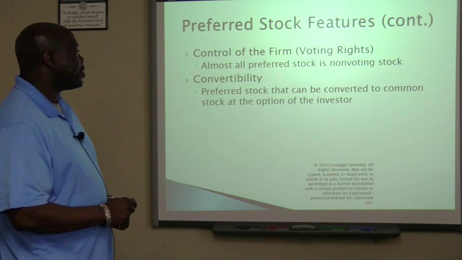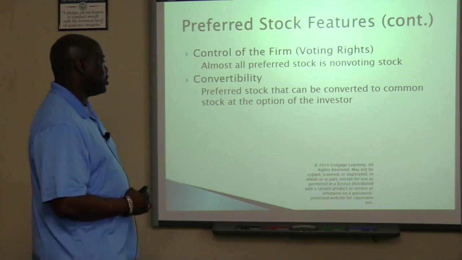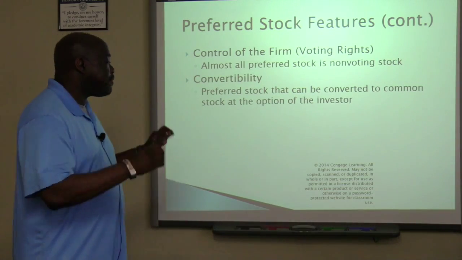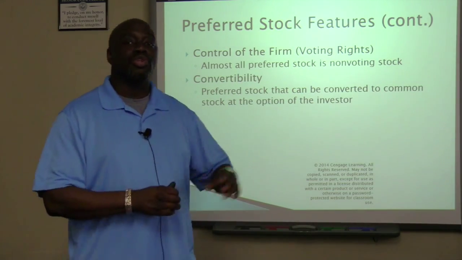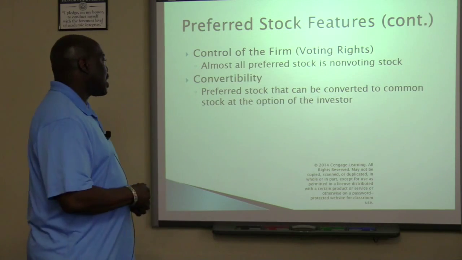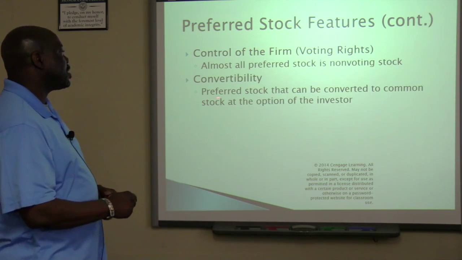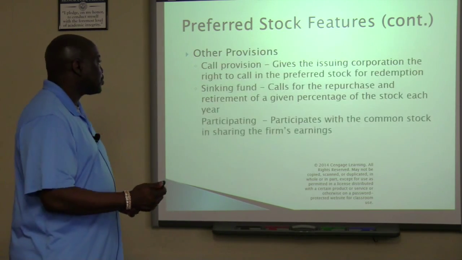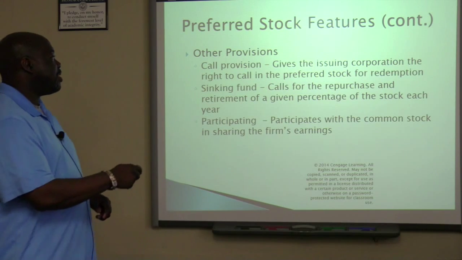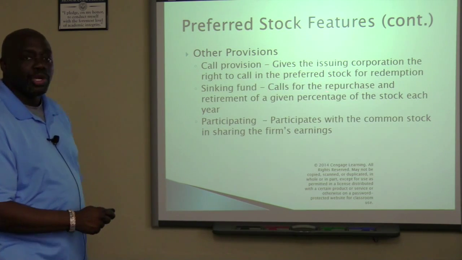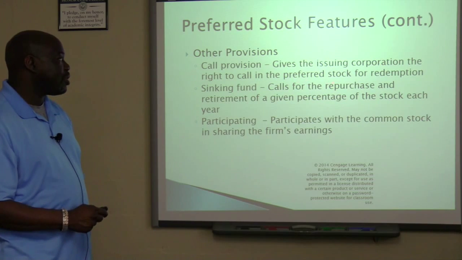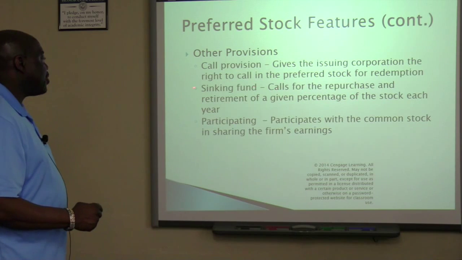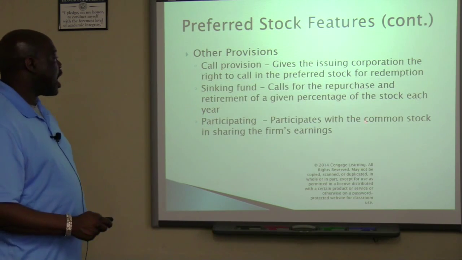Almost all preferred stock is non-voting stock, okay? So you're going to pay more for preferred stock, but you don't get to vote, versus the common stock. They have convertibility: preferred stock that can be converted to common stock at the option of the investor. Other provisions: they have a call provision, giving the issuing corporation the right to call in the preferred stock for redemption. Sinking funds call for the repurchase and retirement of a given percentage of stock each year.